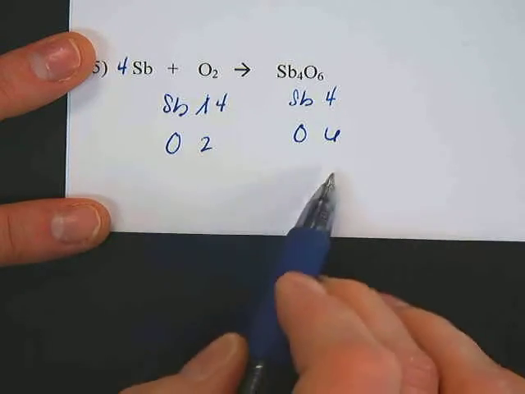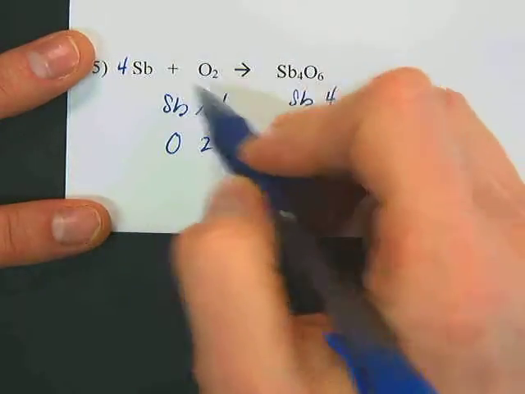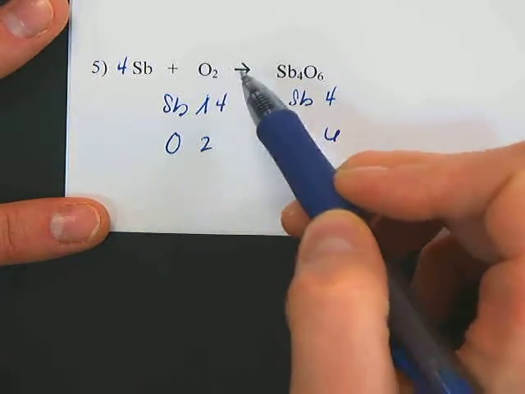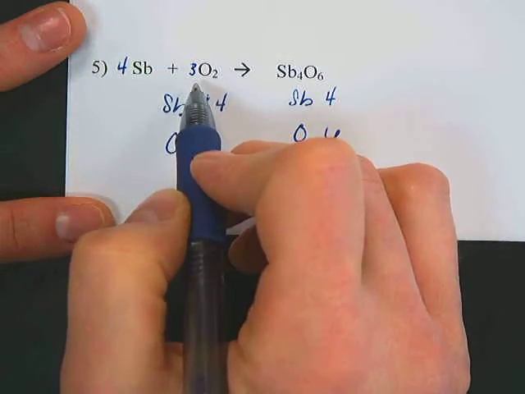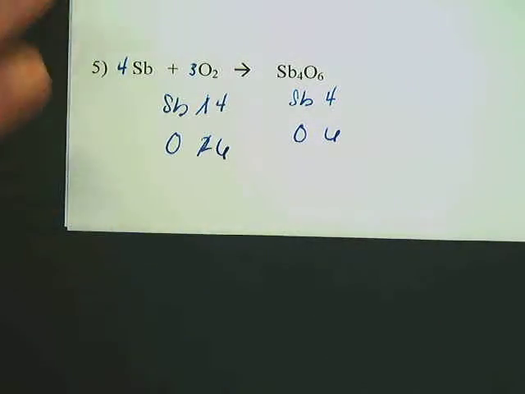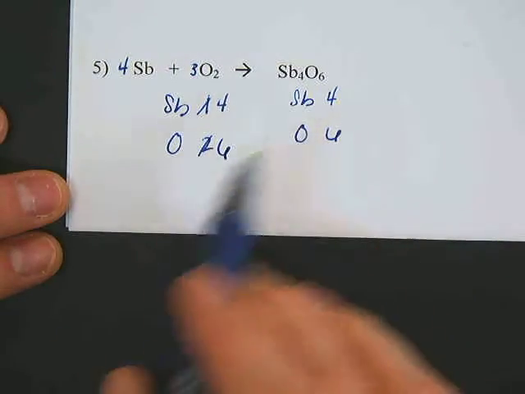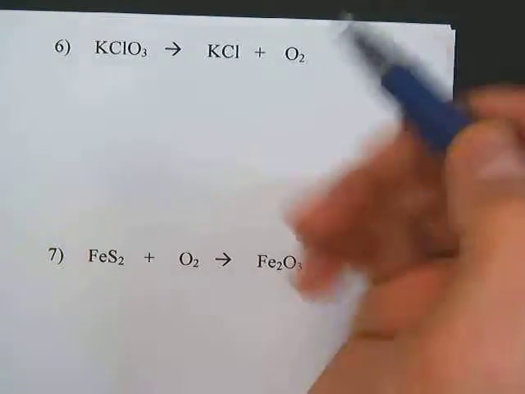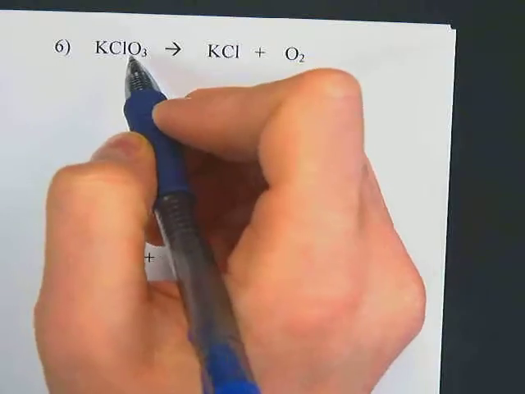The oxygens are not balanced because we have 2 on the reactant side and 6 on the product side. So to make these balanced, since we have a molecule of oxygen which has 2 atoms each, we're going to put a 3 in front of that because we need 3 molecules with 2 atoms each to make 6 atoms of oxygen. So now those 2 are balanced. Let's practice one more on this video. We're going to do practice problem number 6 up here.